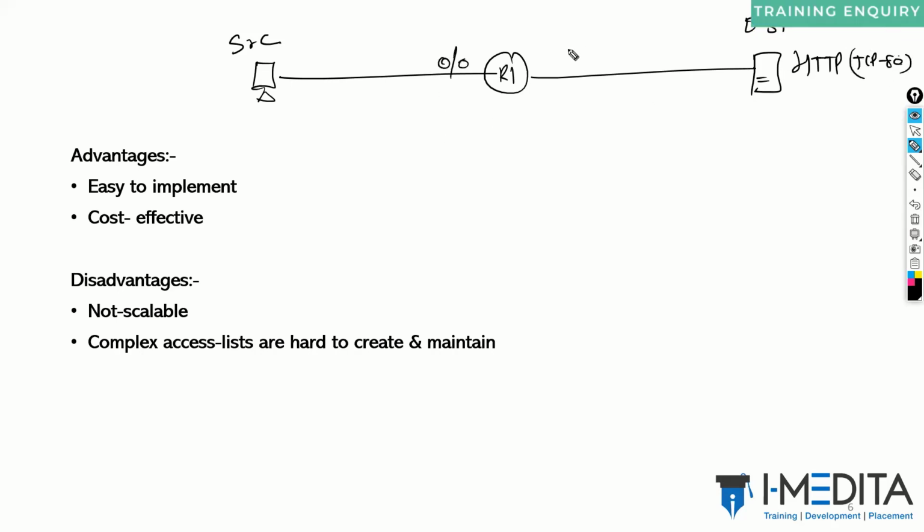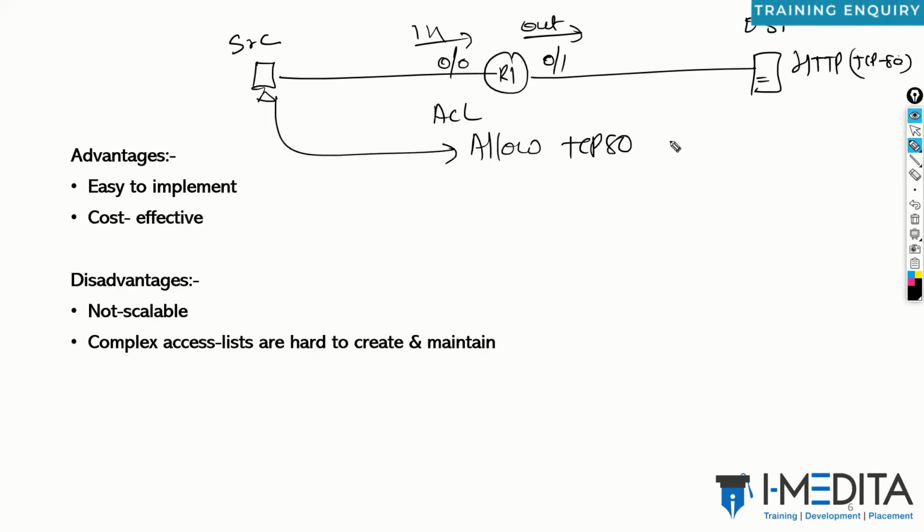So what we need to do is, at the interface of the router, either in the in direction or the out direction, we need to apply ACL, and in the ACL we will allow TCP port number 80. If we allow TCP port number 80, we can access the server. Clear? Clear. But the thing is, it can be TCP port 80, but it can contain another application, not HTTP. Yes, it can change.